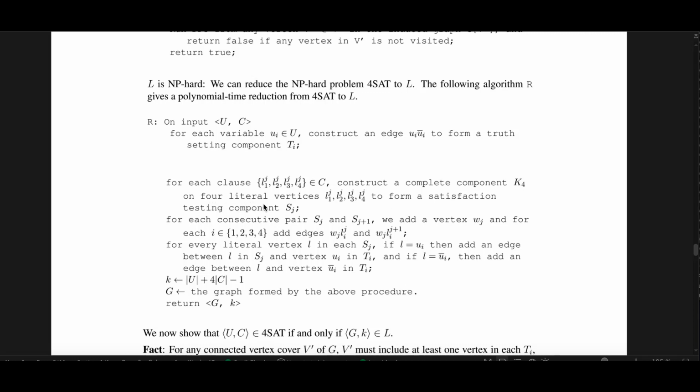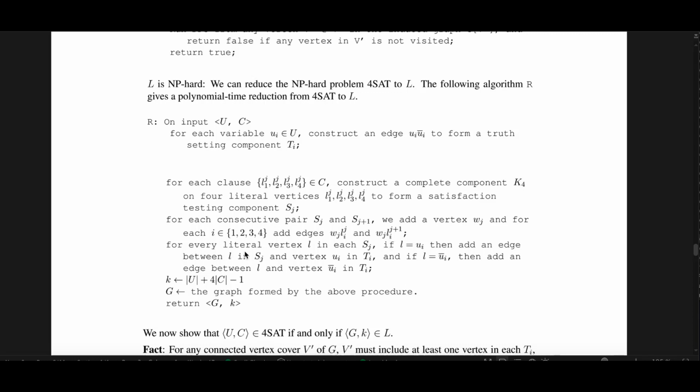l1j, l2j, l3j, l4j to form a satisfaction testing component Sj. For each consistency pair Sj and Sj plus 1, we add a vertex Wj, and for each i equals 1, 2, 3, 4, we add the edges Wj to lij and Wj to lij plus 1.